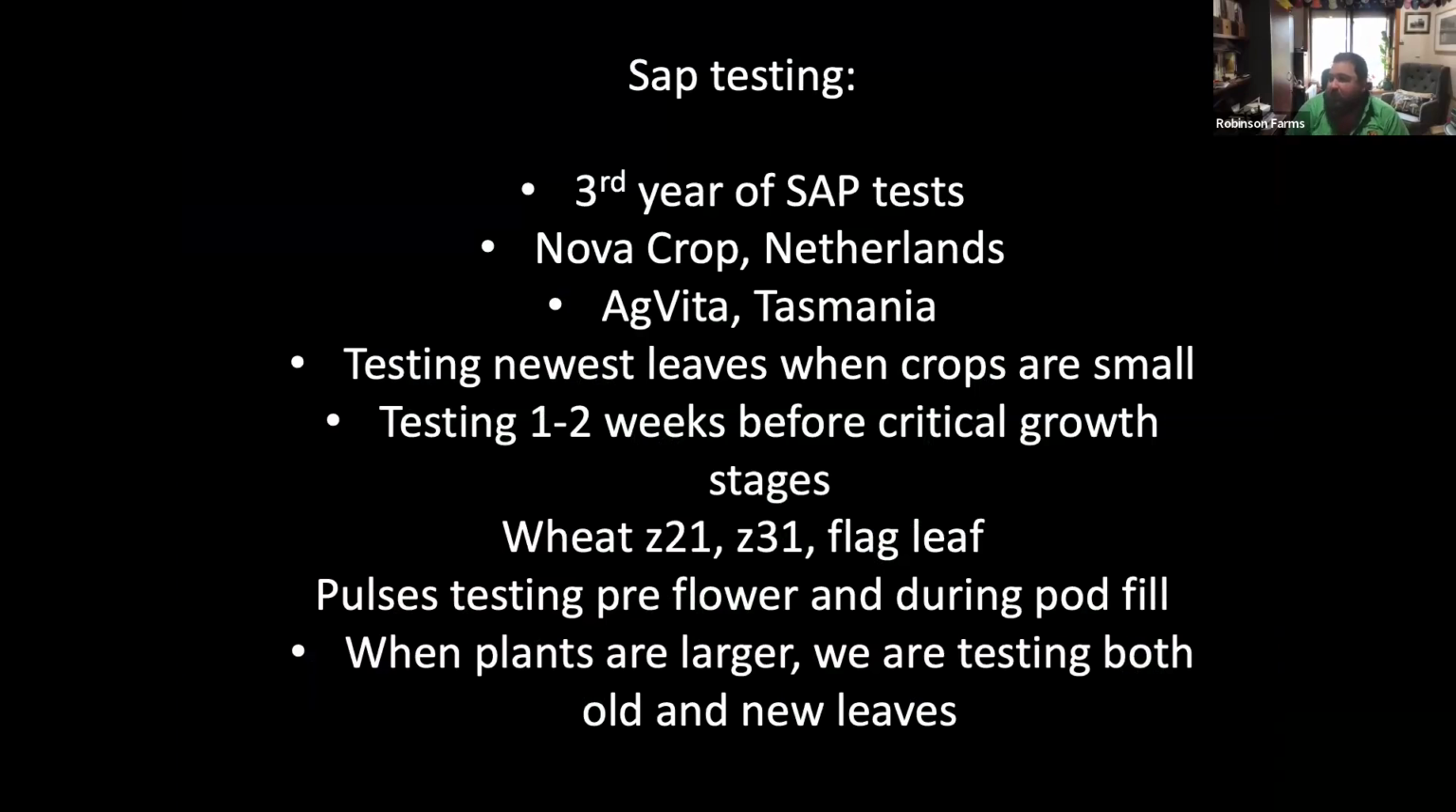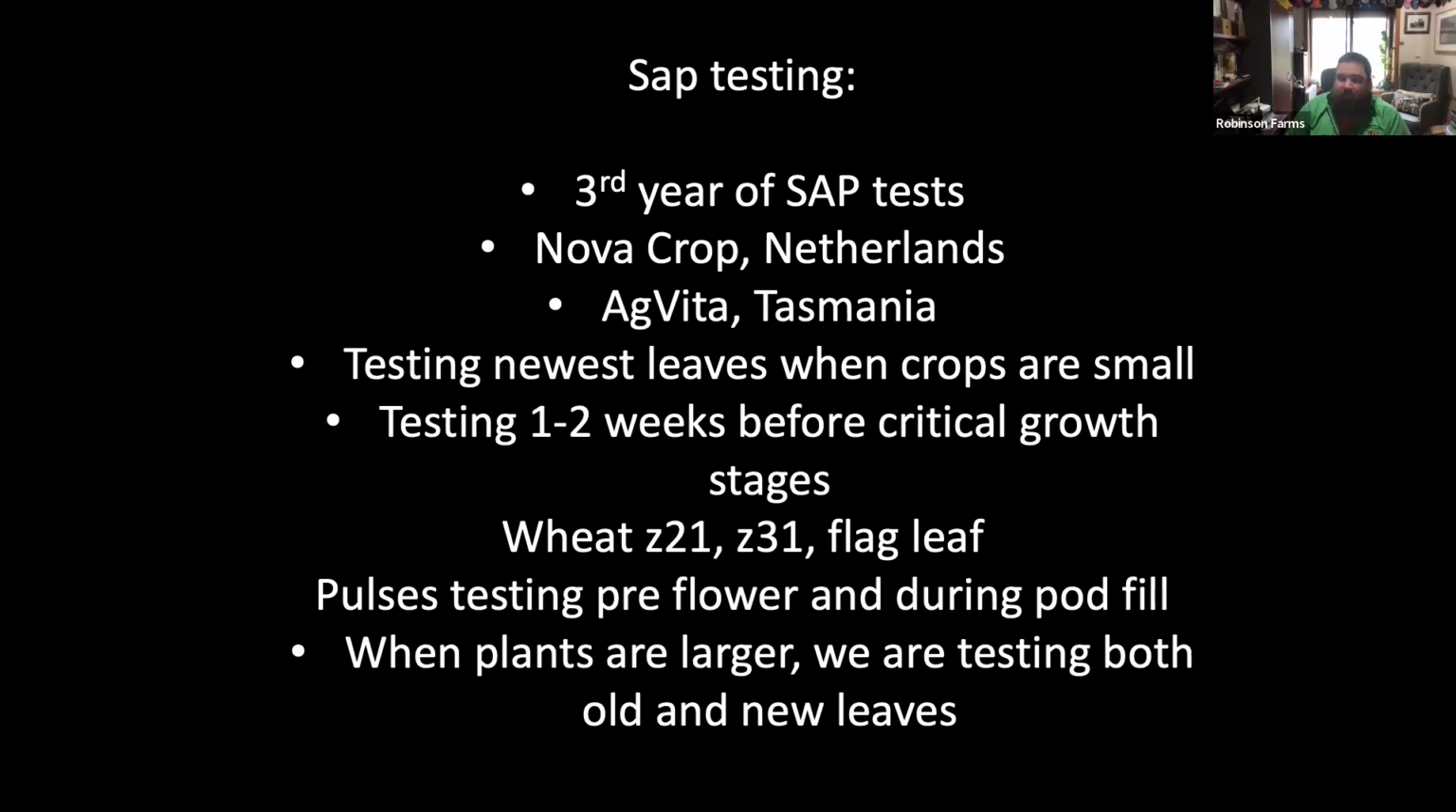So like I said, sap testing, well, we've had 3 years of sap testing. We've actually done a little bit more than 3 years, because we've been sap testing some of our summer cover crops as well, learning what they are pulling up and out of the ground, and what we're feeding our livestock in the summertime. We've used both NovaCrop in the Netherlands and Agvita in Tasmania. We're testing the newest leaves when the crops are small, but then we're moving on to using both the old and the new leaf, as Mark spoke about. So we're testing 1 to 2 weeks before critical growth stages.